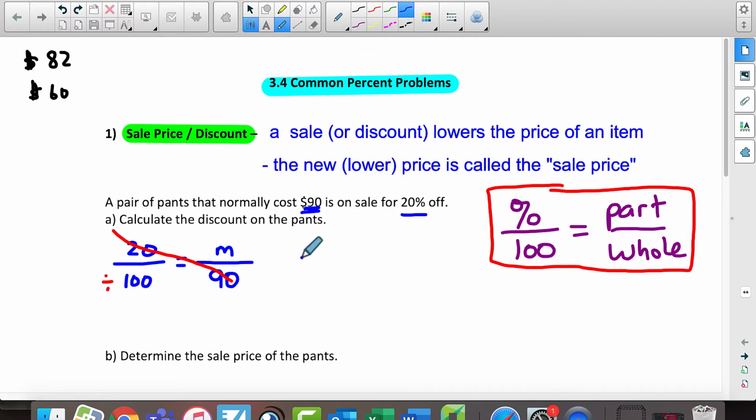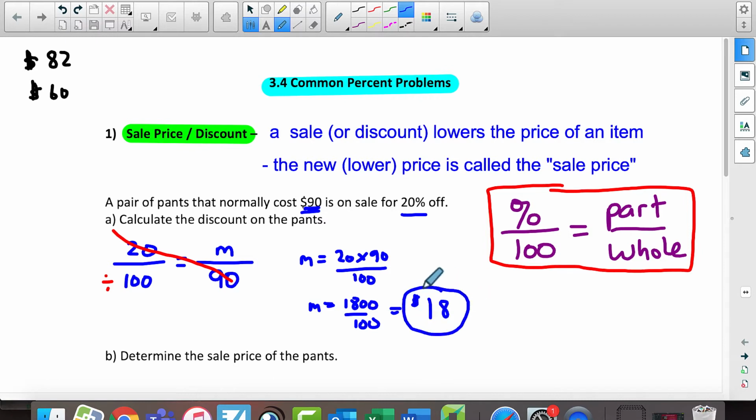Multiply those together and divide by this. So what do we have? We've got M equals 20 times 90, and then we're going to divide that by 100. Well, 20 times 90 is 1,800, divided by 100. You end up with 18. And we're talking about money, so it's $18.